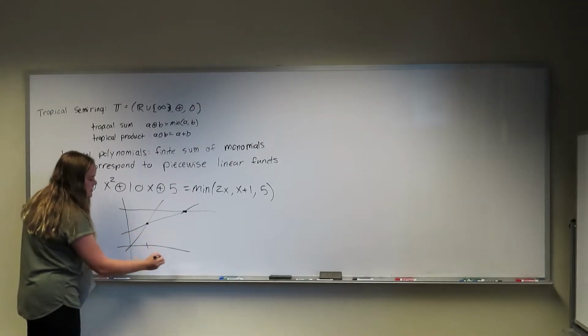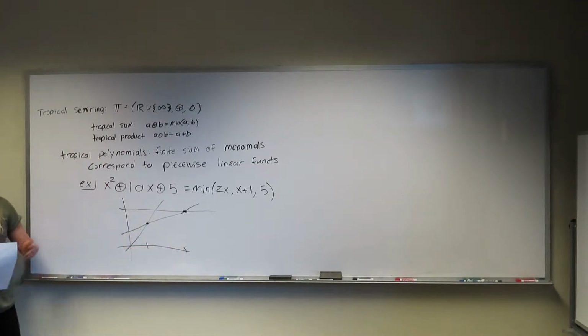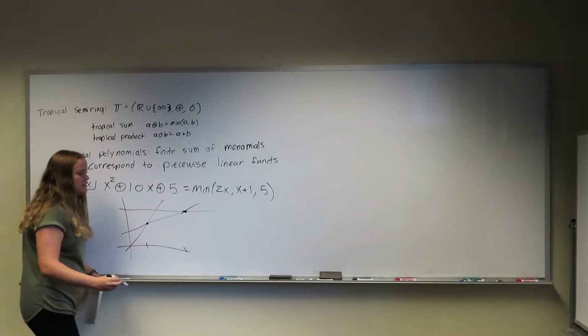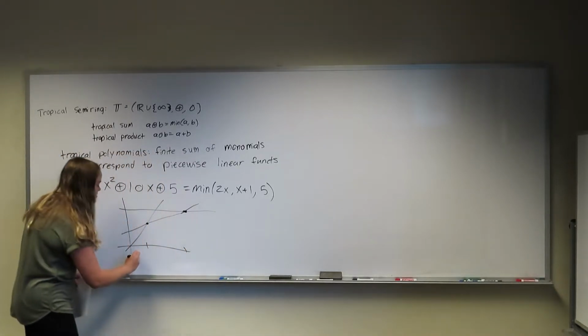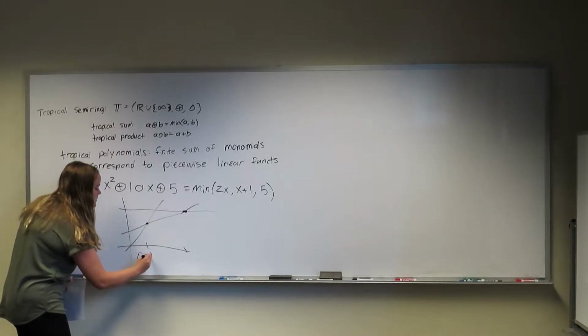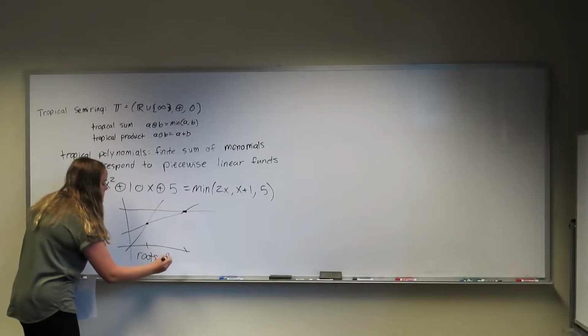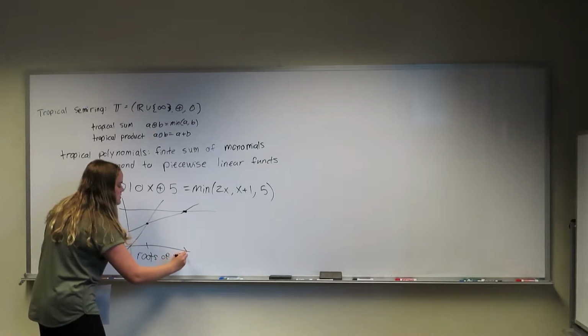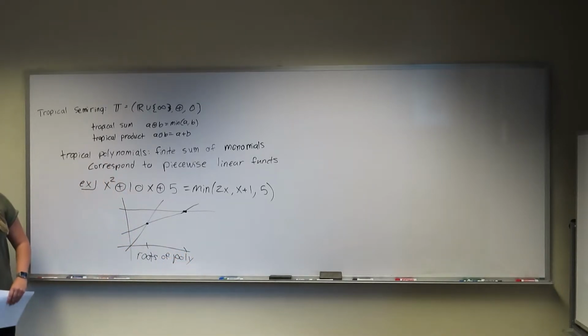These points where two lines meet are called the roots of the tropical monomial or polynomial. Those 2 points.